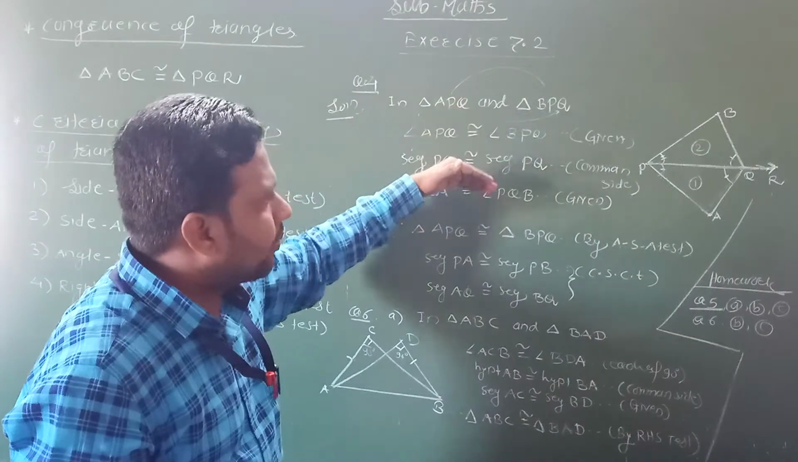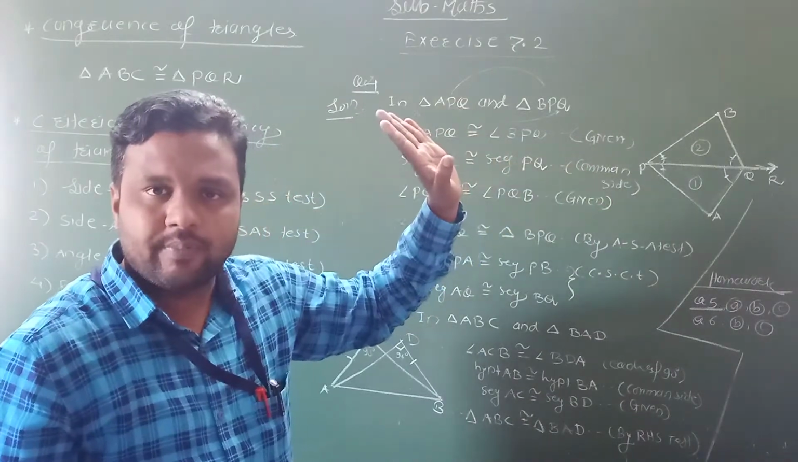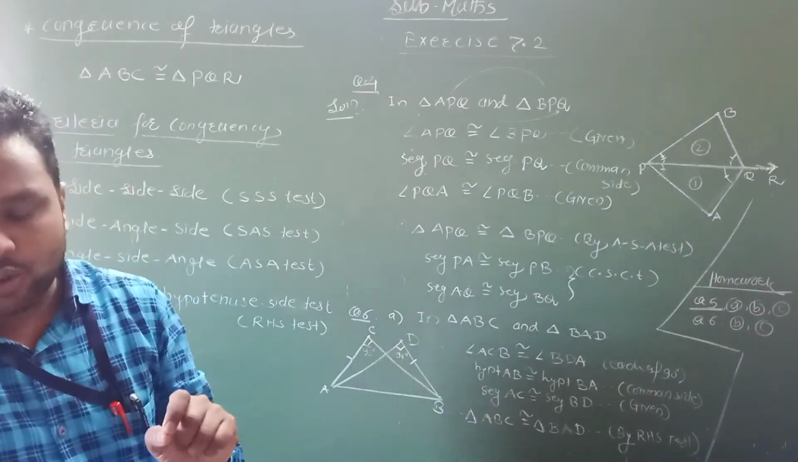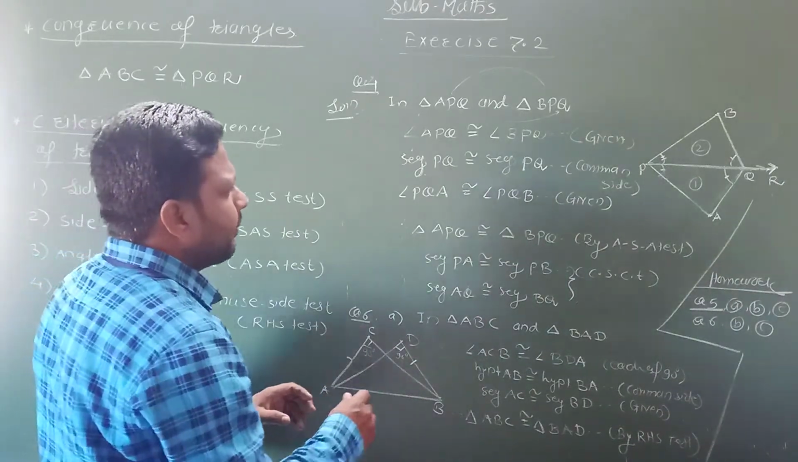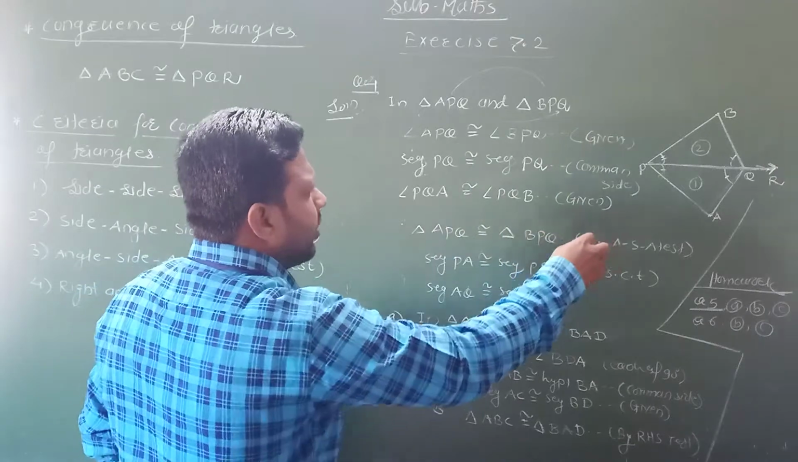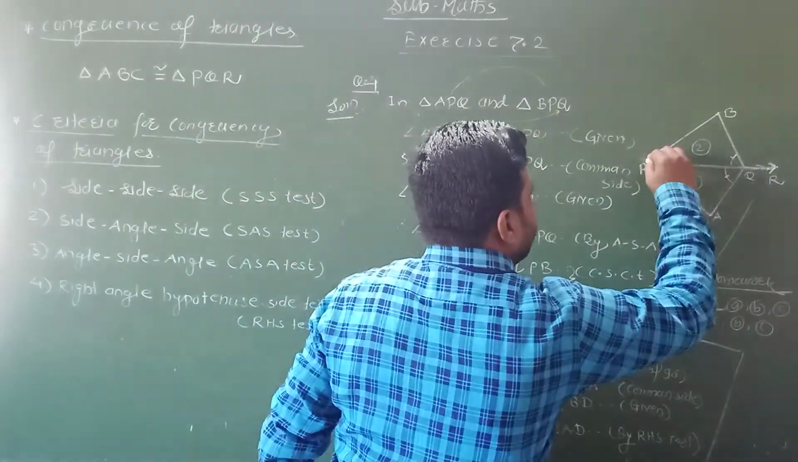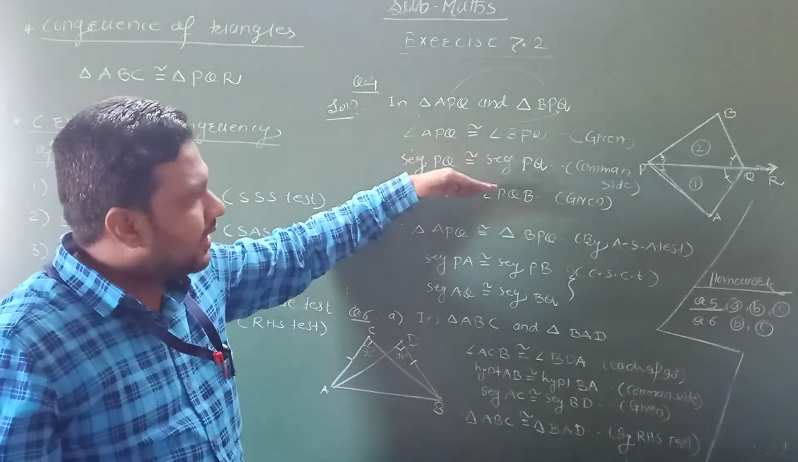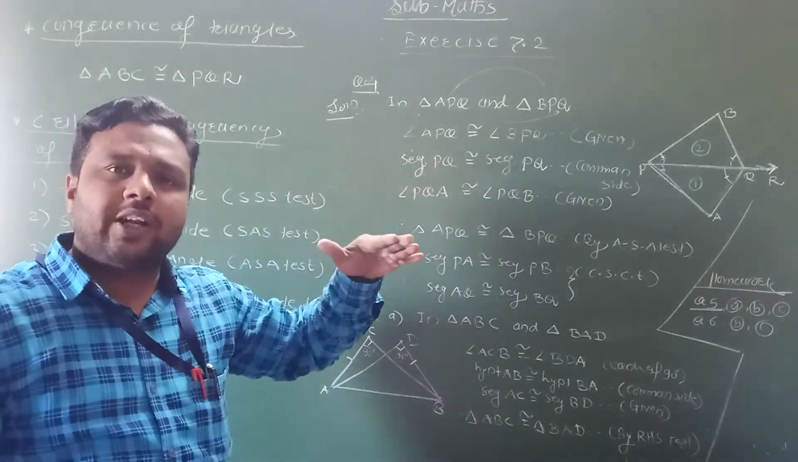And these are the congruent parts of these two triangles. Okay. Then the next question is, given, is PA congruent to PB? PA and PB are sides of these triangles. Is it equal? Yes. Because these two triangles are equal, their corresponding parts are equal.